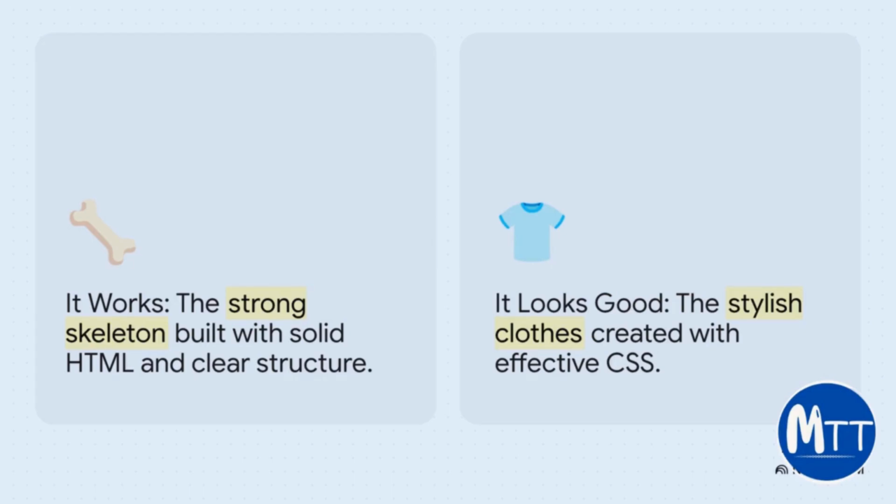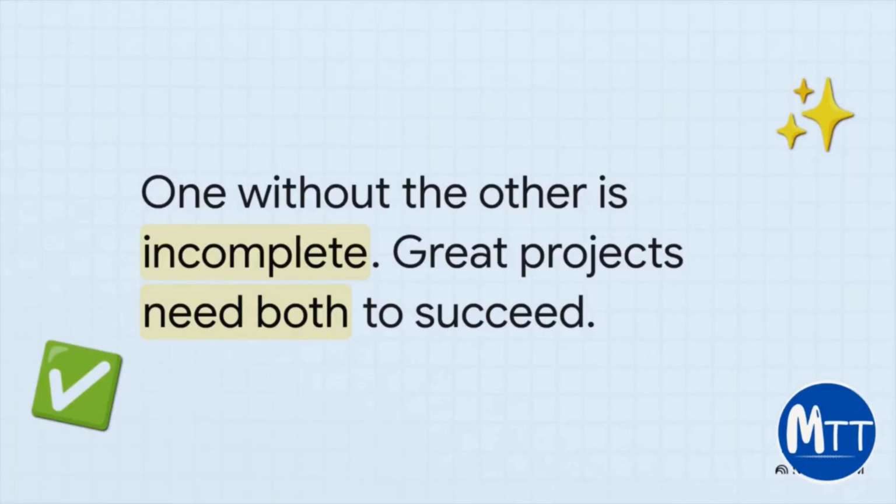Those are the clothes you put on that skeleton to give it style, to give it personality, and to make it look fantastic. And seriously, you can't have one without the other. A perfectly structured skeleton with no clothes is just, it's just bones. And a beautiful outfit with no skeleton to wear it is just a pile of fabric on the floor. You absolutely need both of them working together in perfect harmony.